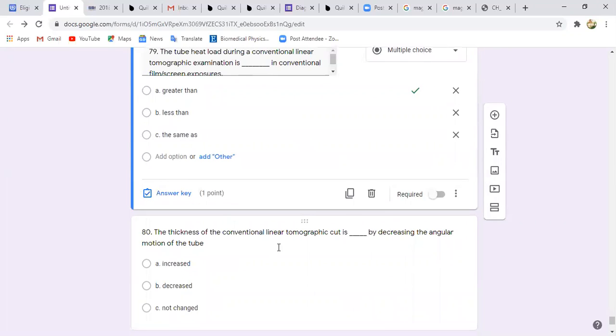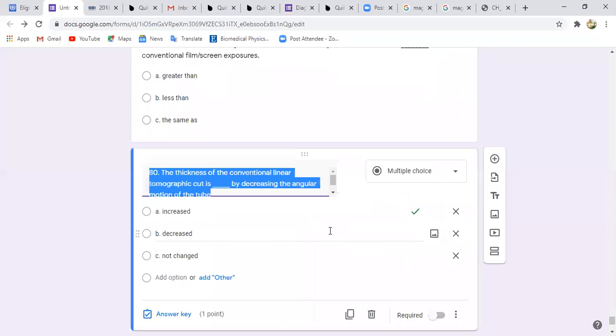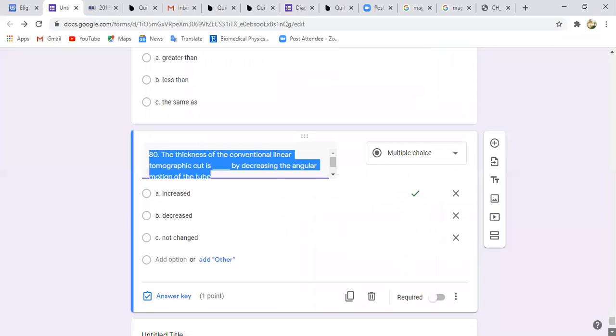And then with that also, we have the thickness of the cut, which is increased by decreasing the angular motion. Okay, that's all. If we decrease the angular motion, it means we are responding to a larger sector. So that is it.